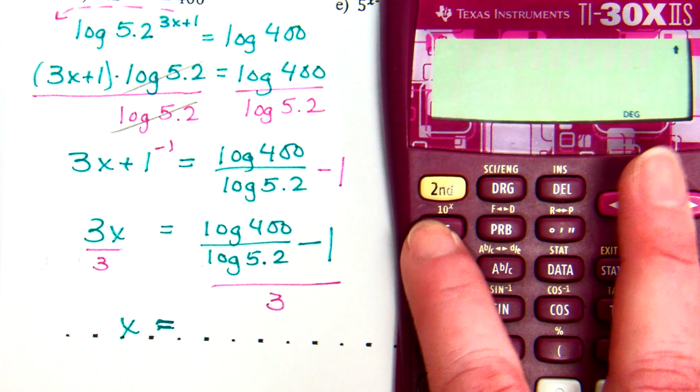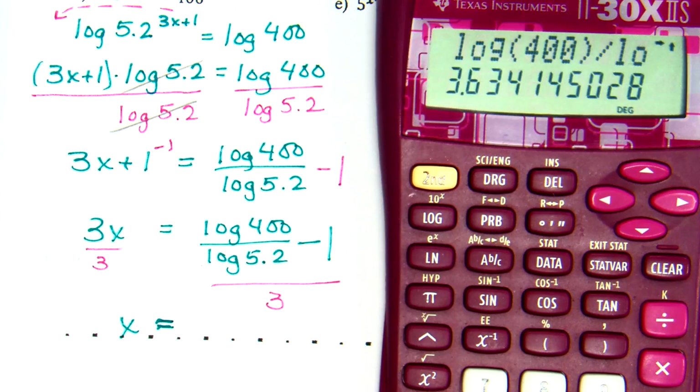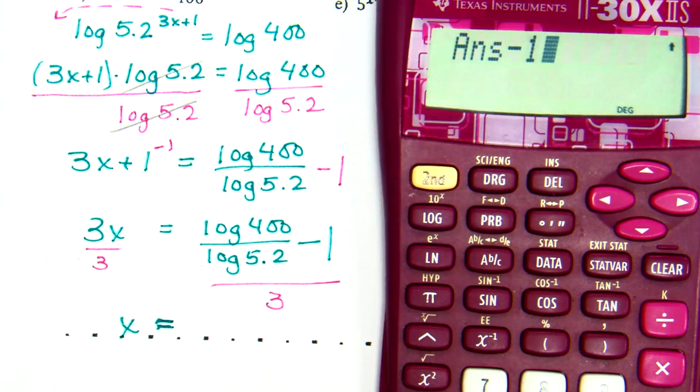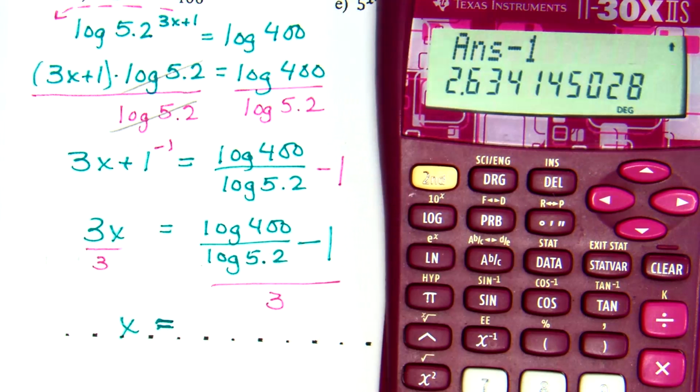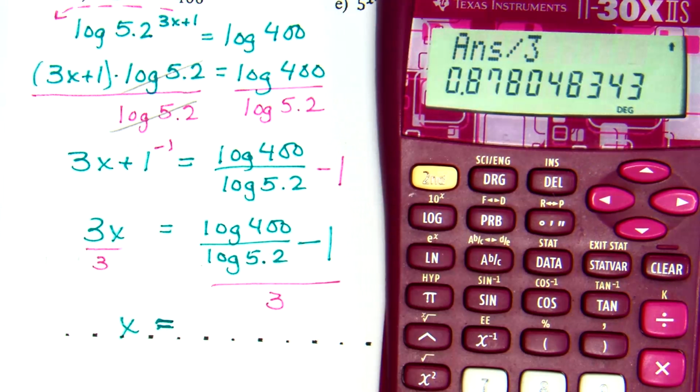Log 400, in parentheses, divided by log 5.2, in parentheses. I'm going to go ahead and hit equals. I have this 3.63414 number, right? Now I'm going to minus 1. Equals. Now I have a 2.634 number. And now I'm going to divide by 3. Equals. Now I have a final answer. Does your final answer match my final answer?